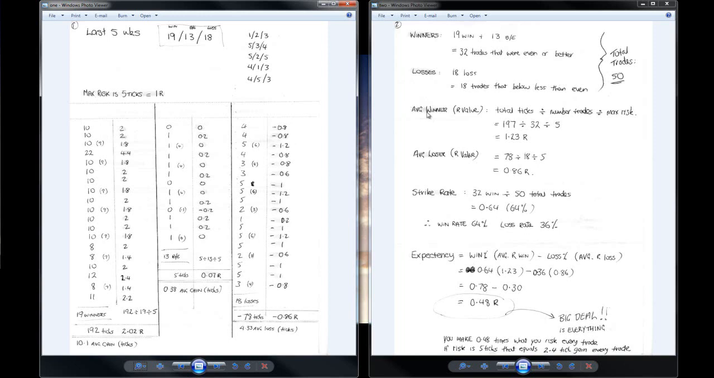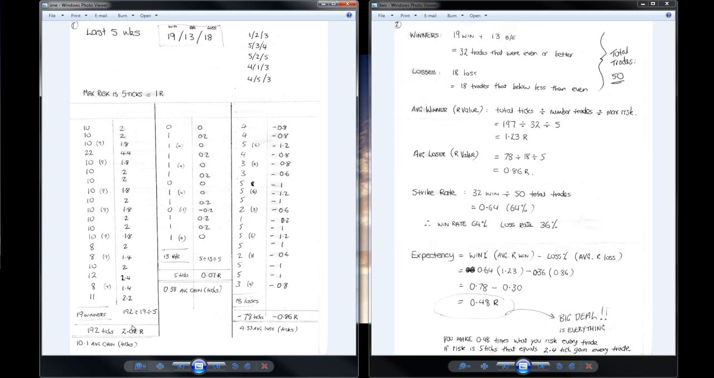Okay, now I'm going to work out my average winning trade. So I've just taken my total ticks divided by the number of trades divided by my maximum risk. So again, it's 197 ticks here plus 5 ticks here. Okay, so it's 197 ticks in total divided by 32. That would give my average tick gain, but then I divide it by 5 because I want to work it out in R. So basically, I've just taken the 0.02R and 0.07R, added them together, divided by the number of trades, obviously, and all of a sudden you can see here that's dramatically dragged down my average winning R.